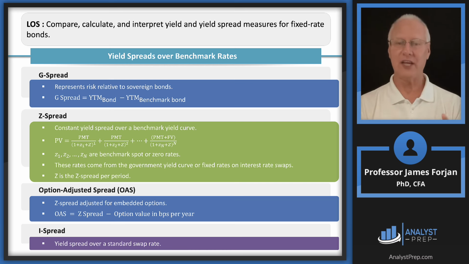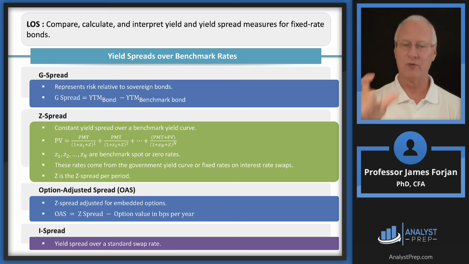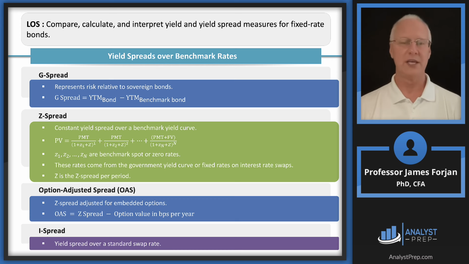We're adding a Z spread, which will equate the present value of those cash flows to the market price of the bond. And that Z spread is going to give us a great indication of what kind of risk is associated with investing in our particular bond over the entire yield curve. The Z spread, as you can imagine, is way more informative than the G spread.